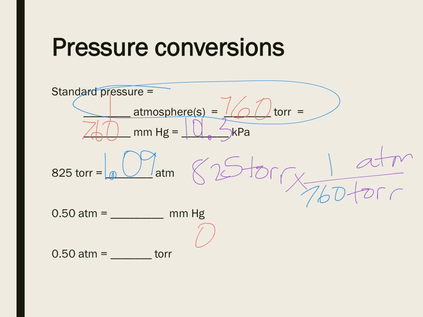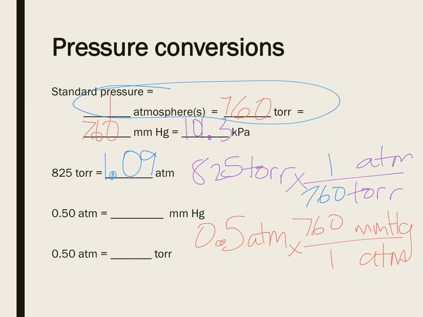When you're converting pressures, you're going to use dimensional analysis. So if we had 0.5 atmospheres that we were going to try to convert into millimeters of mercury, we would put atmospheres on the bottom and millimeters mercury on the top, and say that 1 atmosphere is 760 millimeters mercury. And handy dandy calculator says 0.5 times 760 divided by 1 gives me 380, which has two significant figures, just like 0.50. And then, since a torr and a millimeter mercury are the exact same thing, 0.5 atmospheres is also 380 torr.